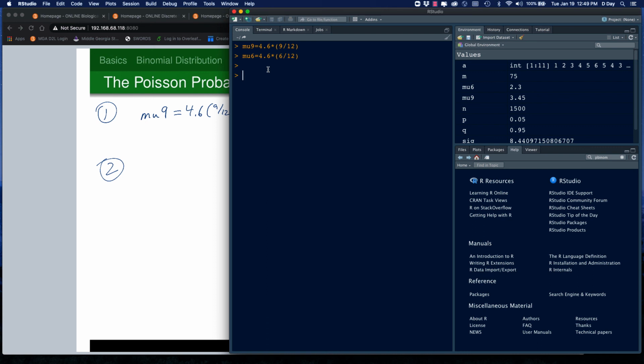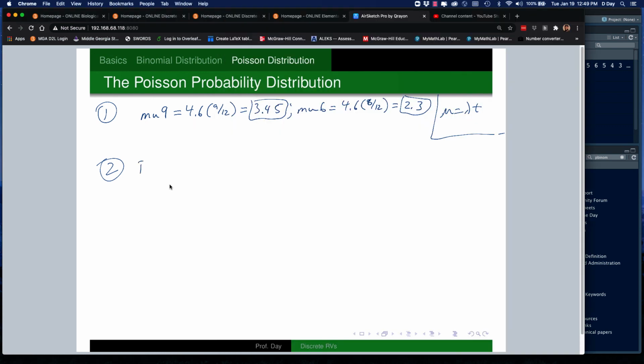And number 2 asked us to find the probability of seeing at least 4 deaths in the 9-month period. So this is 9 months. So it's the probability that y is greater than or equal to 4, at least 4. And for us, I'm going to use the lower dot tail version. Remember, since we want to be greater than or equal to 4, we want to put the number into our p-pois function that is just smaller than 4, the next whole number down. So I'm going to put 3 in there.